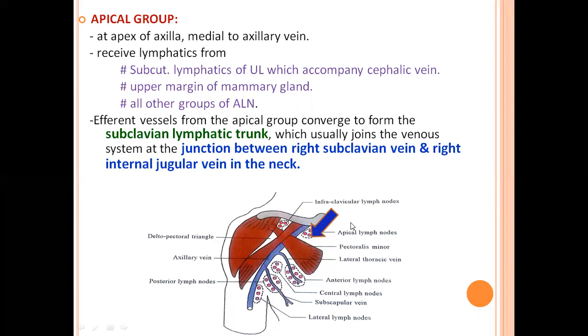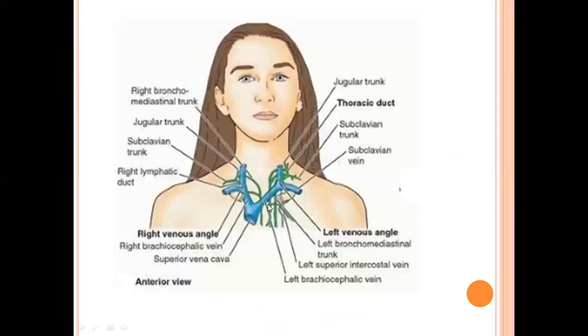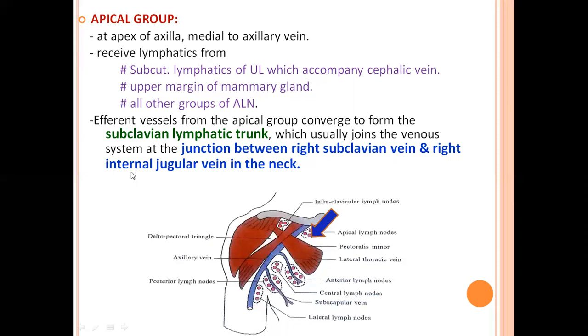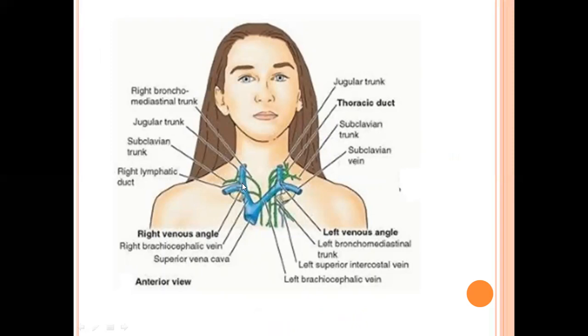This I have told you when I was discussing the lymphatic system class in general anatomy. So the subclavian lymphatic trunk opens into the vein. How? At the junction between the right subclavian vein and right internal jugular vein in the neck region. Okay, this one. Here it comes. Subclavian trunk. Right subclavian and right internal jugular vein in the neck region. Okay, then.